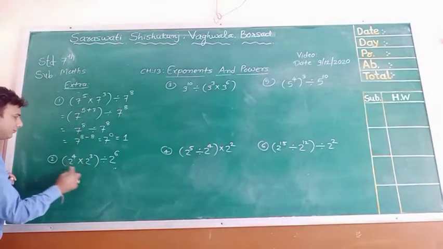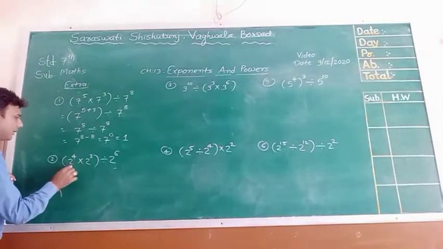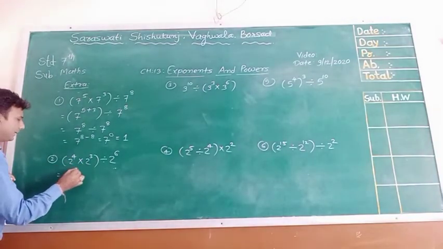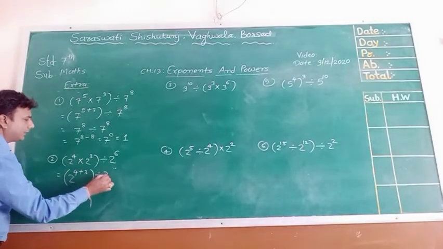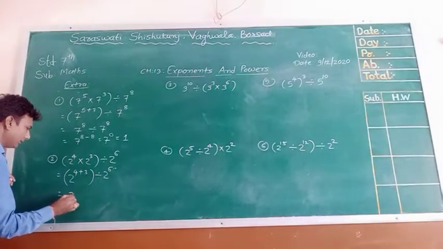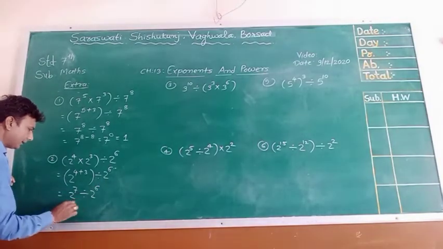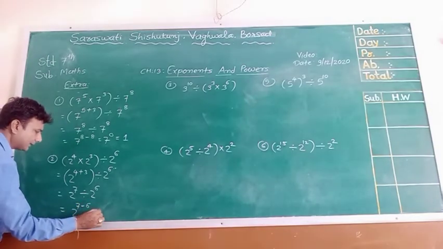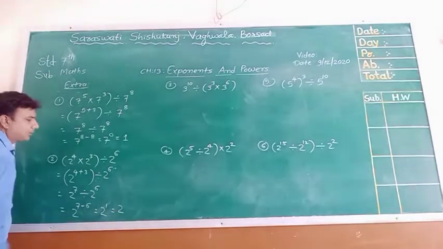Now here same concept, same base multiplication, sum of their powers. First we will simplify this small bracket. So we will write here 2 raised to 4 plus 3, divided by 2 raised to 6. 4 plus 3 is 7, divided by 2 raised to 6. Same base division, subtraction of their powers. 7 minus 6 is 1, and 2 raised to 1 is 2.